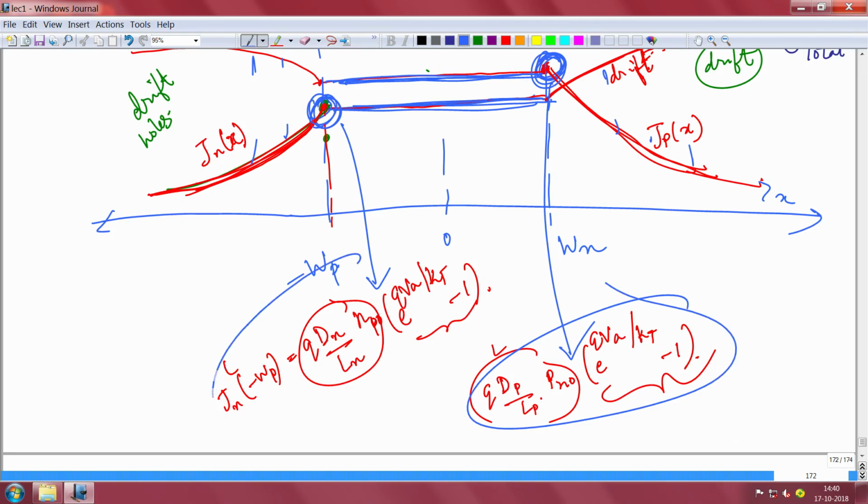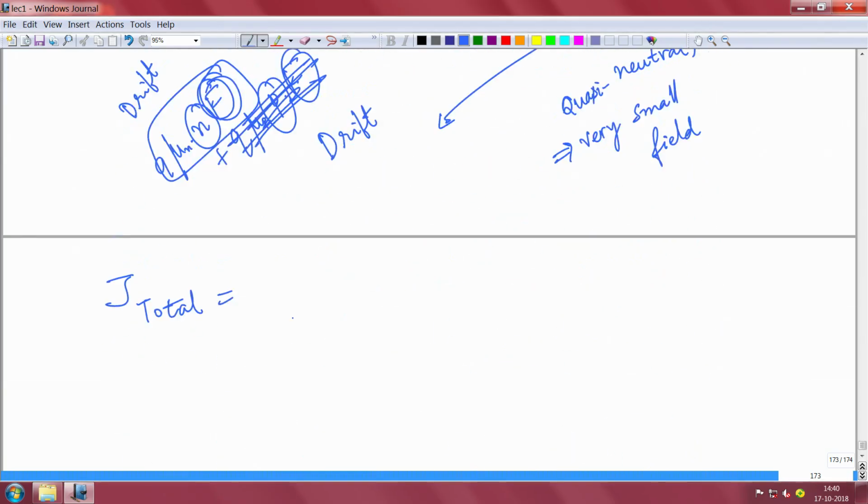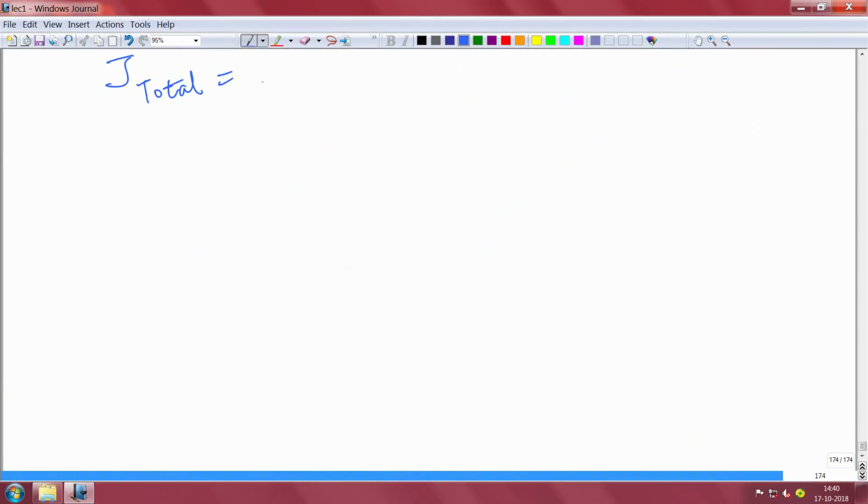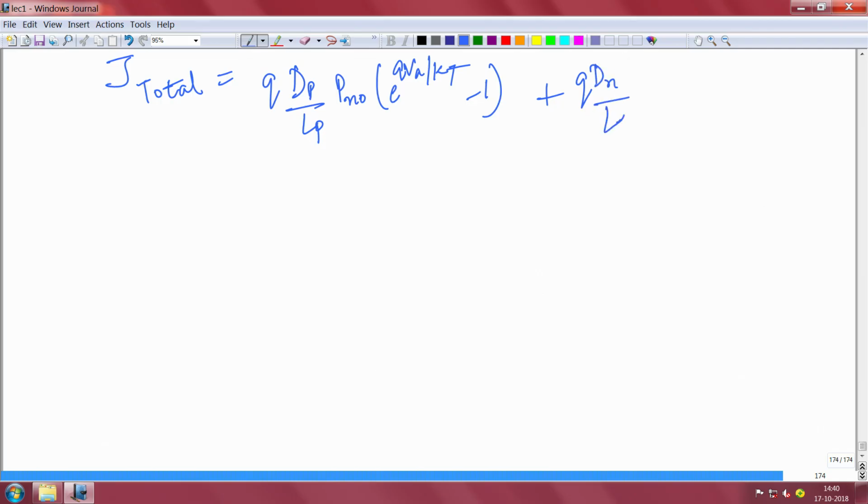What is this current? This is this. So, can I add those as the total current? The total current is q D_p by L_p, that is holes diffusing on the n side, p_n0 e to the power qV_A by kT minus 1, plus this is electrons diffusing on the p side, with the diffusion coefficient of electron, diffusion length of electron, minority electron on the other side, e to the power qV_A by kT minus 1.